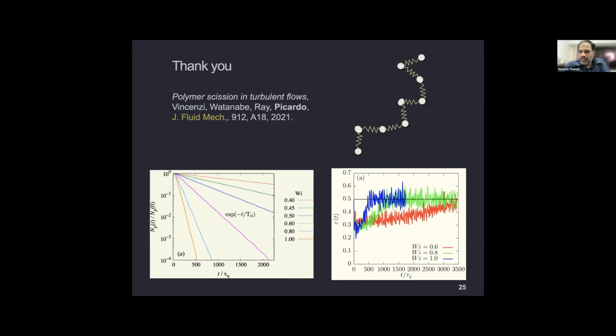Jason, there is a question in Q&A. This is about the length scale of the polymer molecule with respect to the Kolmogorov scale. Yes, so it's all smaller than Kolmogorov scale in our simulations. So basically, the polymer just sees a linear velocity field at any instant of time, but that velocity gradient, of course, fluctuates chaotically as the polymer moves through the flow. Yes, thanks for that question.